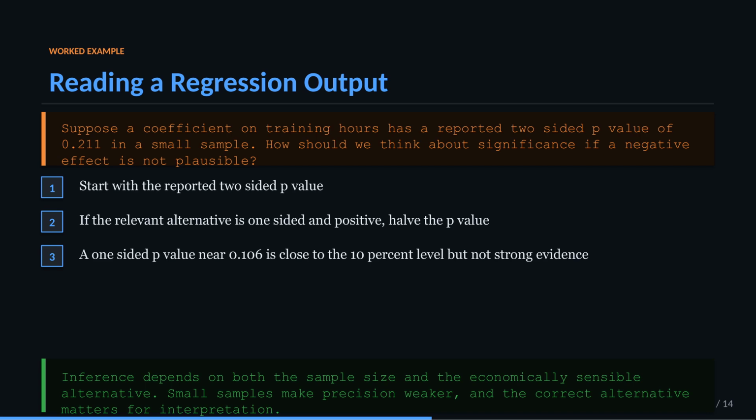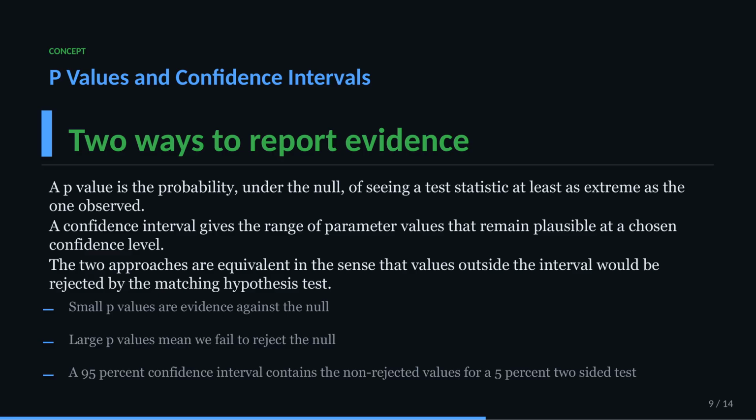P-values and confidence intervals are two common ways of summarizing the same underlying evidence. A p-value tells us, under the null, how likely it would be to observe a test statistic at least as extreme as the one we got. A confidence interval instead gives us a range of parameter values that remain plausible at a chosen confidence level. If 0 lies outside a 95% confidence interval, then a 5% two-sided test would reject the null of no effect. So these are not competing ideas. They are two reporting formats built on the same inferential logic.